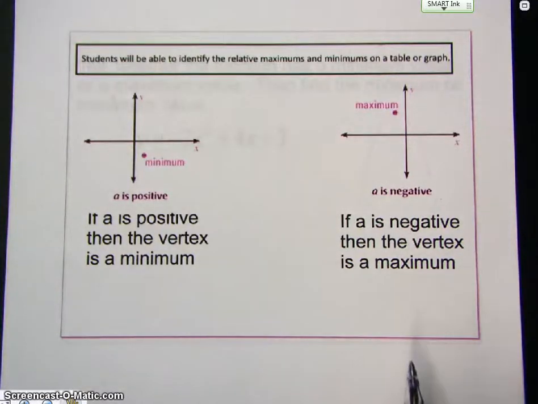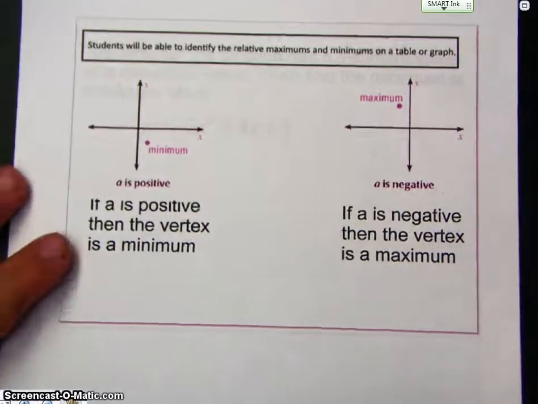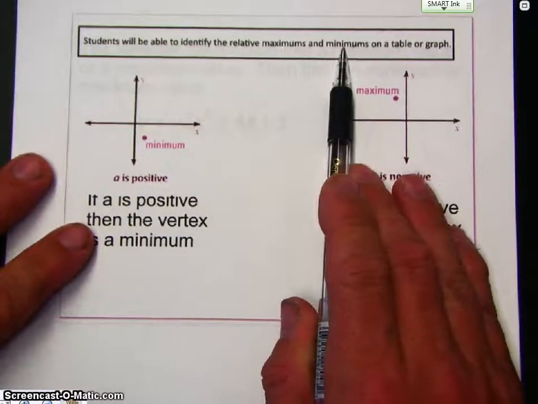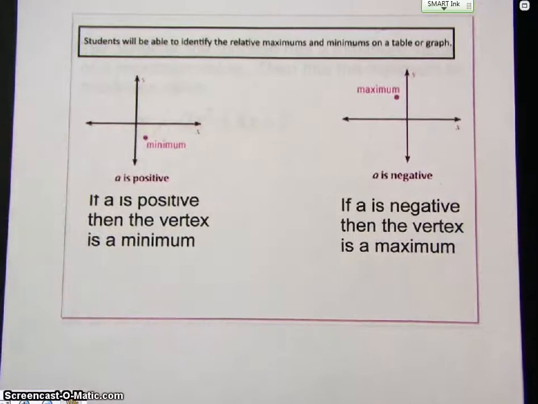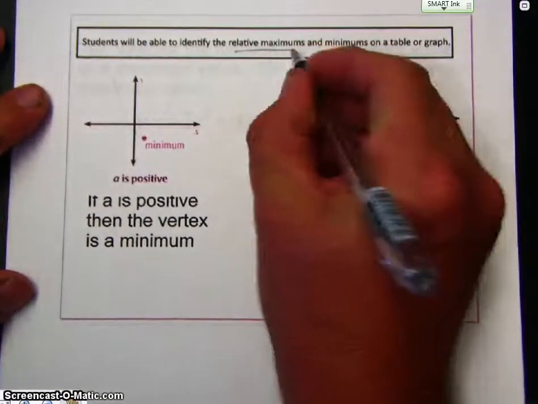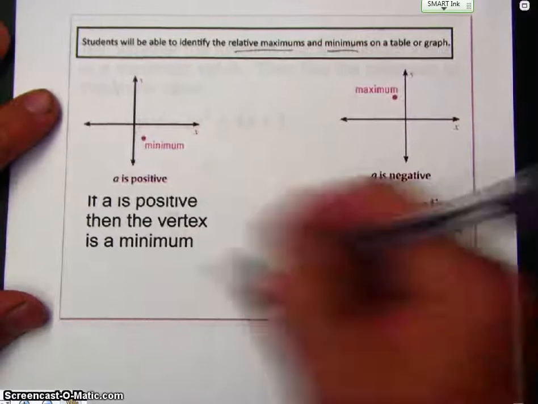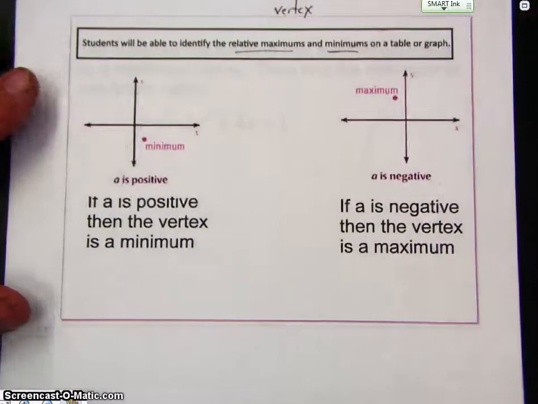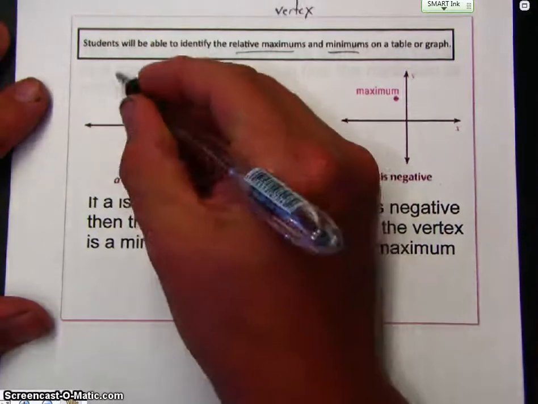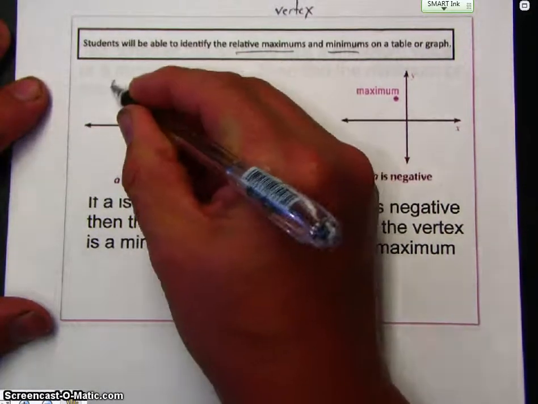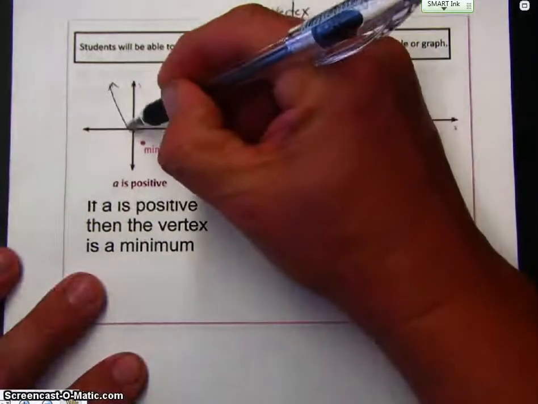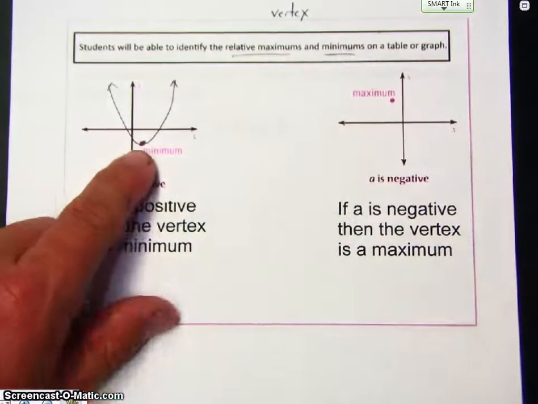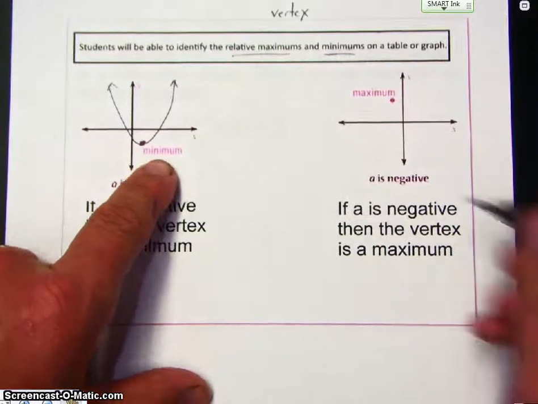Alright, in this video we are going to look at how to identify relative maxes and mins on a table or graph. First of all, the relative max or relative min for a parabola is our vertex. Here is the vertex. That's the lowest point, so therefore it's a minimum.